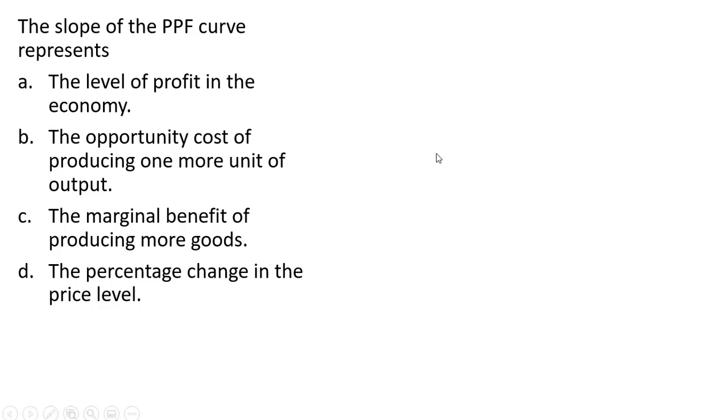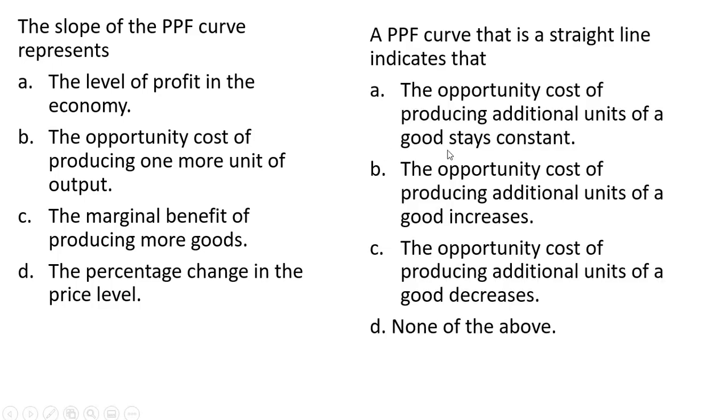A PPF curve that is a straight line indicates that the opportunity cost of producing additional units of a good stays constant. That is true. B is incorrect and C is incorrect. So the correct answer choice here is going to be A. We're going to have constant opportunity cost when you have a straight lined PPF curve.